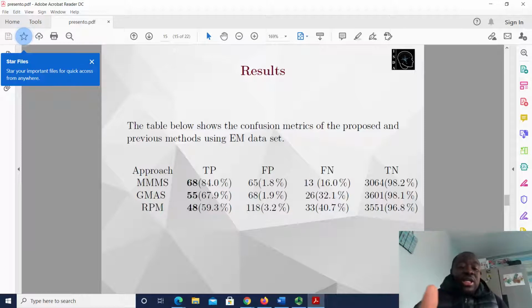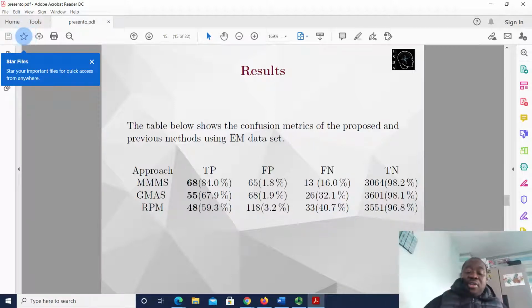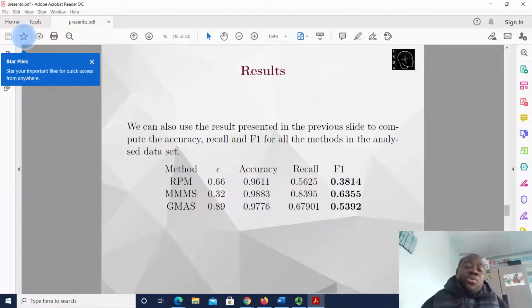So from this table, we're able to see that our approach is far more effective than the randomized power martingale. We look at the moving median of the martingale average, which has a 68%, which is 84% true positive rate, which is more effective than the randomized power martingale, which has a 53.3 positive rate. And if we look at the other terminology, we see that our method is more effective than the previous randomized martingale.